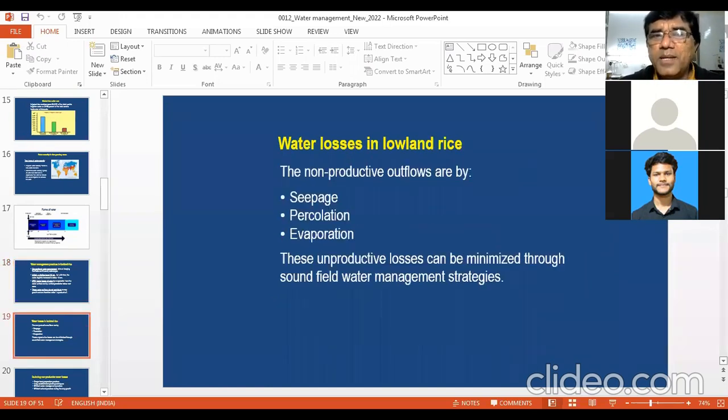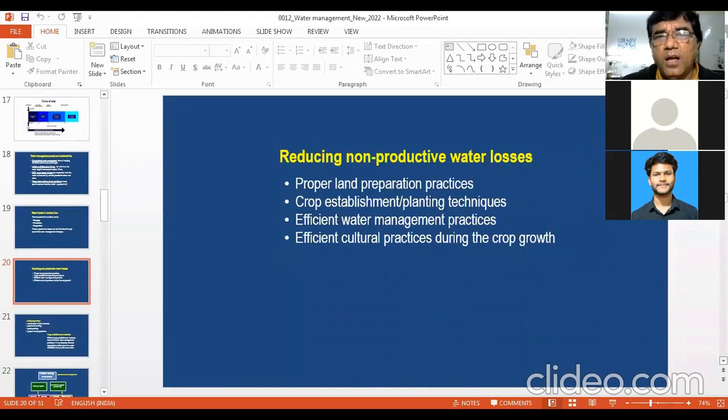So there can be 3 kinds of losses from lowland rice: seepage, percolation, evaporation. And these are unproductive losses, can be minimized through sound field water management strategies. So there are a number of strategies to reduce water losses by seepage, percolation, and evaporation. So how can we reduce the non-productive water losses, seepage, percolation, evaporation?